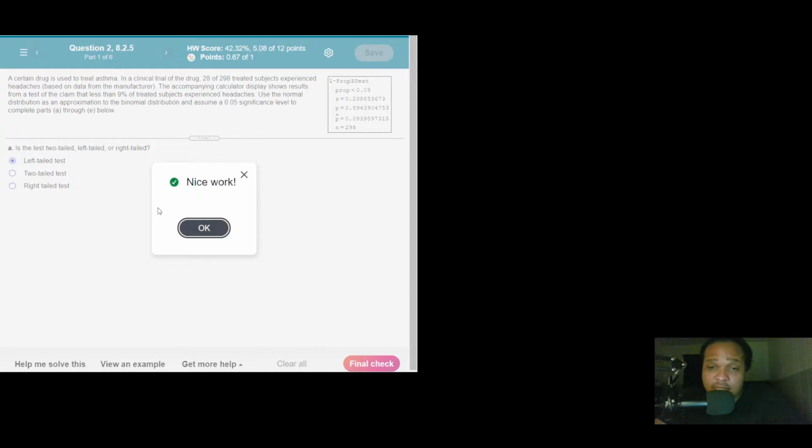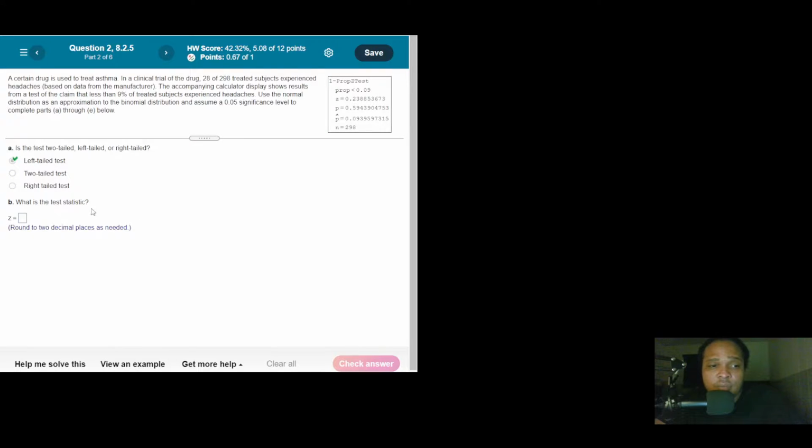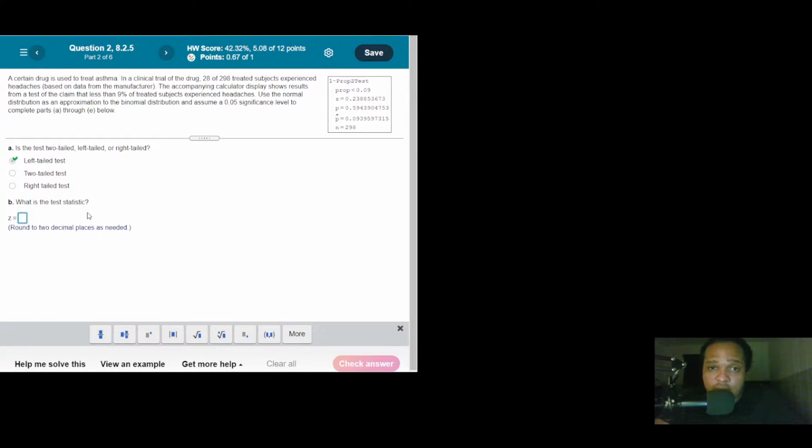So is this a left tail, two tail, right tail? Well, look at this little window right up here. It says that we're using less than. The proportion is less than 0.09. So remember, with less than tests, that's going to be a left tail. So remember, less than is for left, greater than is for right, and the equal to portion is for the two tail. Okay, what is your test statistic? Your test statistic is going to be whatever your z is. So right here, they wanted 2 decimals, so 0.24.